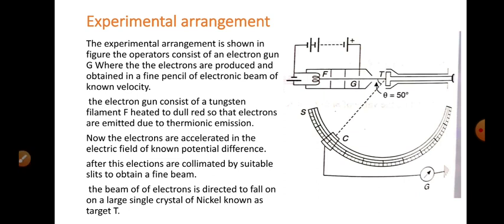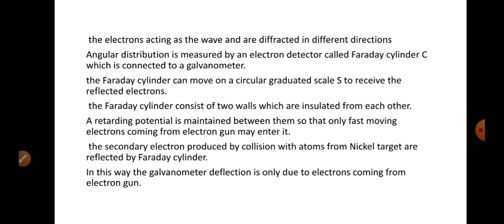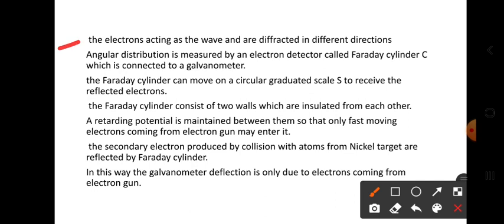The next point: the electrons, acting as a wave, are diffracted in different directions. When electrons act as a wave, they travel in different directions. That is the meaning of this. Next, the angular distribution is measured by the electron detector called the Faraday cylinder, which is connected to a galvanometer. The Faraday cylinder acts as an electron detector. It detects the electrons which are coming towards it.